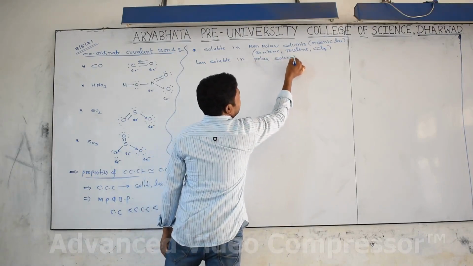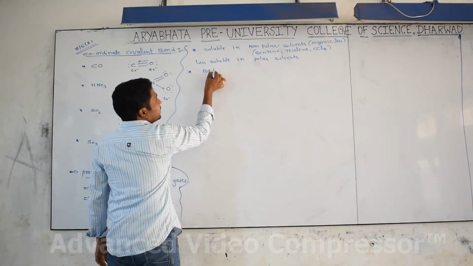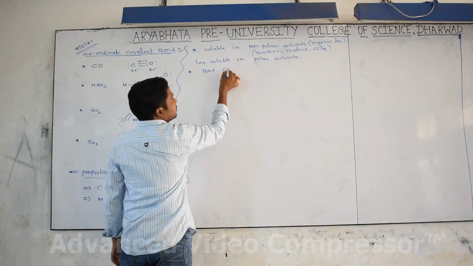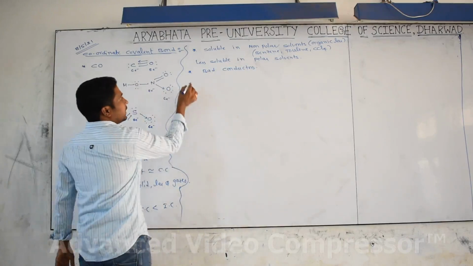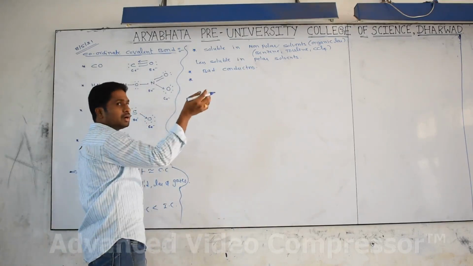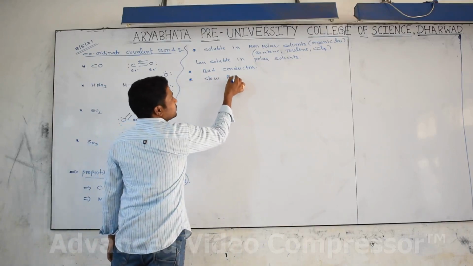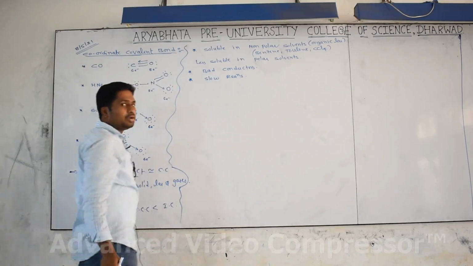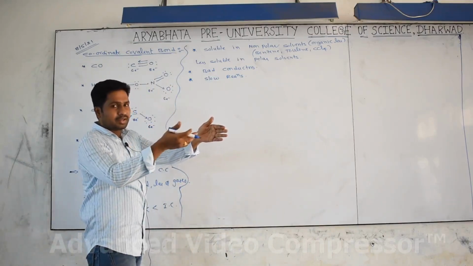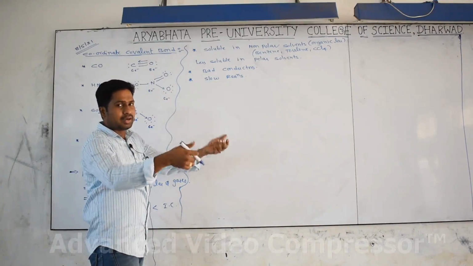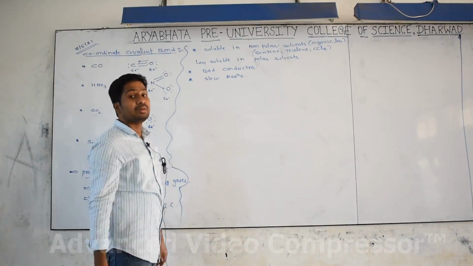And these are also bad conductors, like covalent compounds. These are also bad conductors of heat and electricity. And next, reactions involving coordinate covalent compounds are slow reactions. Why? Because the coordinate covalent bond is also a directional bond, and to participate in a chemical reaction it has to break and form a new bond. Breaking the bonds and forming the new bond takes more time.